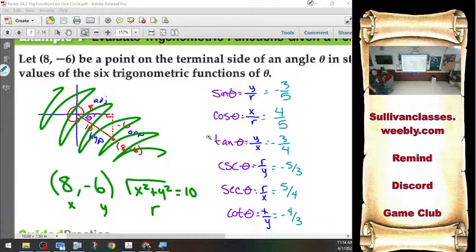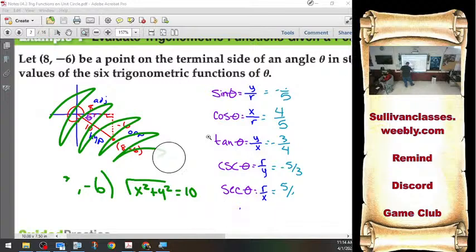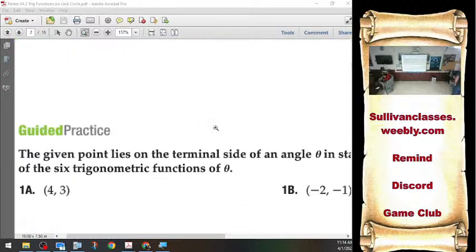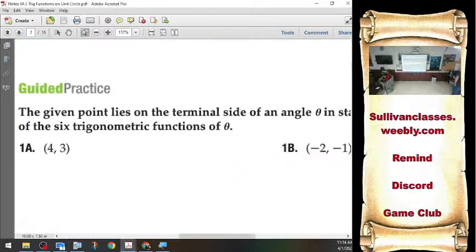Sounds about right. I don't have to draw the triangle, is what I'm saying. You do not have to draw the triangle if you have the coordinate rules. So, if you got the coordinate rules, all you need to do is, here's x, here's y, find r, plug them in. And that is exactly what I'd like you to do down here, except you're going to do it with this guy.